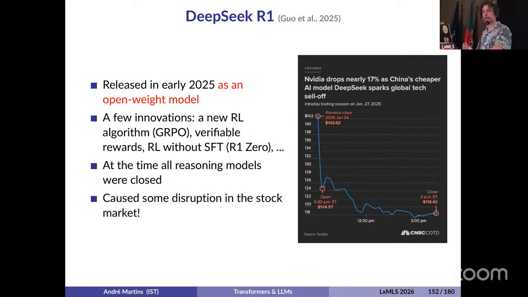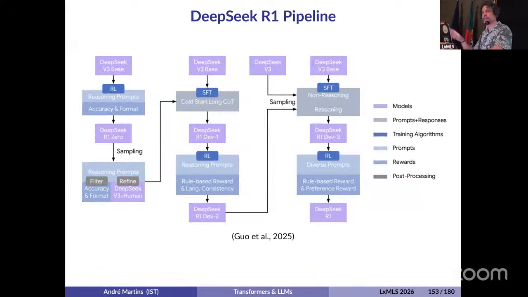They proposed a new RL algorithm that was better than PPO, called GRPO. They introduced the concept of verifiable rewards. They also did RL without SFT. This was a very important aspect. So I'm going to comment on several things on DeepSeek R1. This is the full pipeline. It's a little bit complicated, but they started from a base model that is already quite strong. So you cannot go very far if your base model is not strong. This is lesson number one.